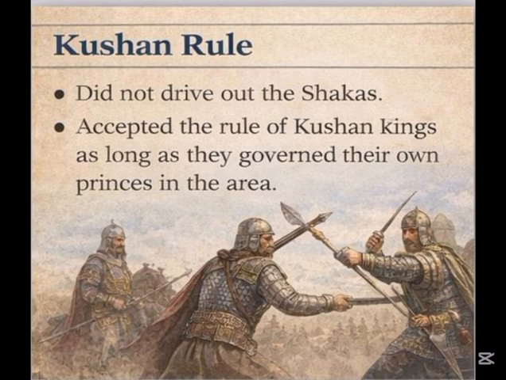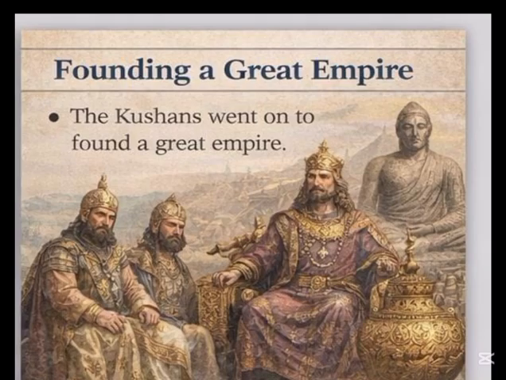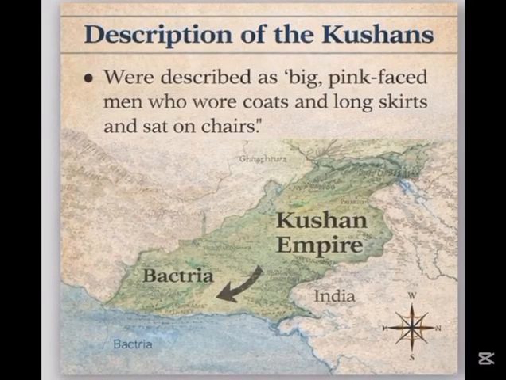Okay, Kushan rule is all about the power of the king Kanishka. He did not drive out the Shakas. They actually accepted the rule of Kushan kings as long as they governed their own princes in the area, because the Kushans went on to found a great empire which had a significant impact on the Gandhara civilization and also their cultures and traditions. Okay, students, here's a description of the Kushans.